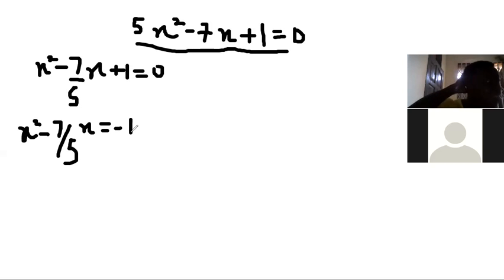Now when we get this, the next thing we are going to do is divide the coefficient of x, this one, by 5. We are going to divide this by 2. Then we add to both sides. We are going to get x squared minus 7 all over 5 x.